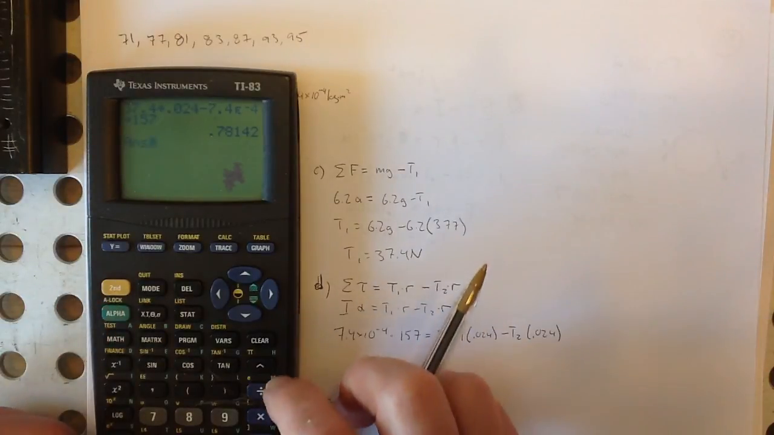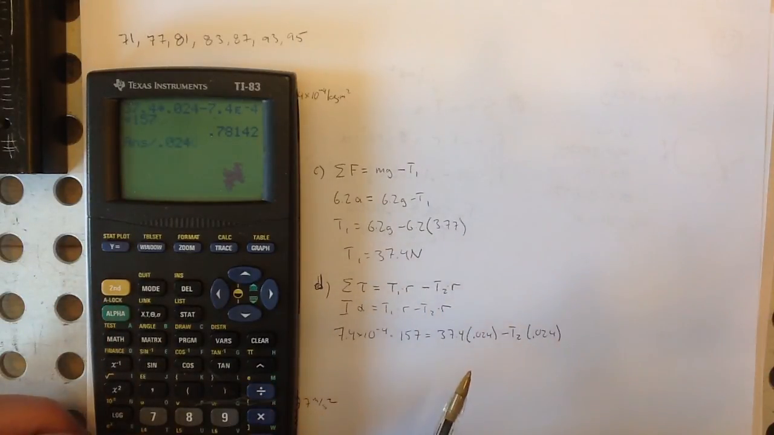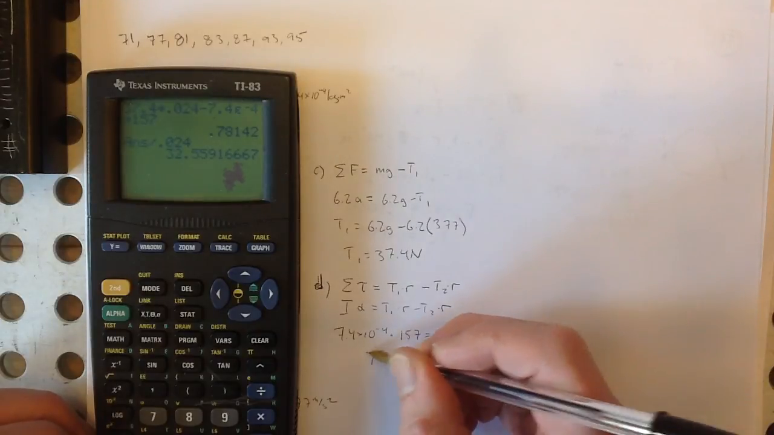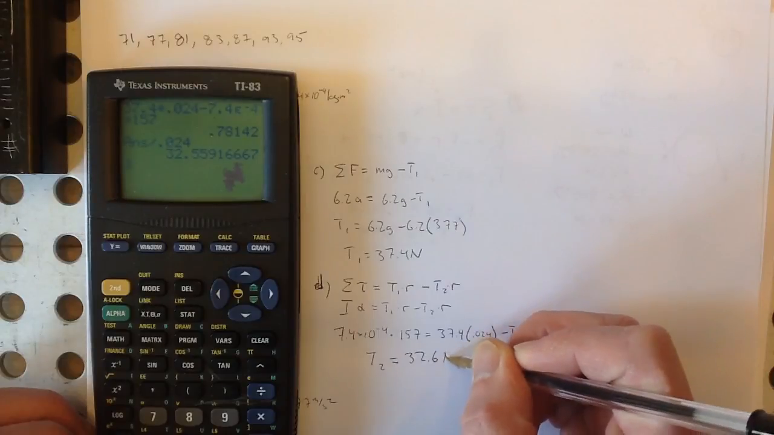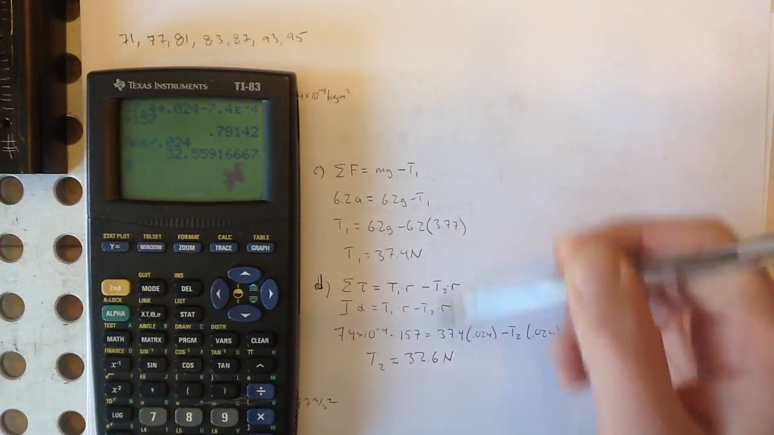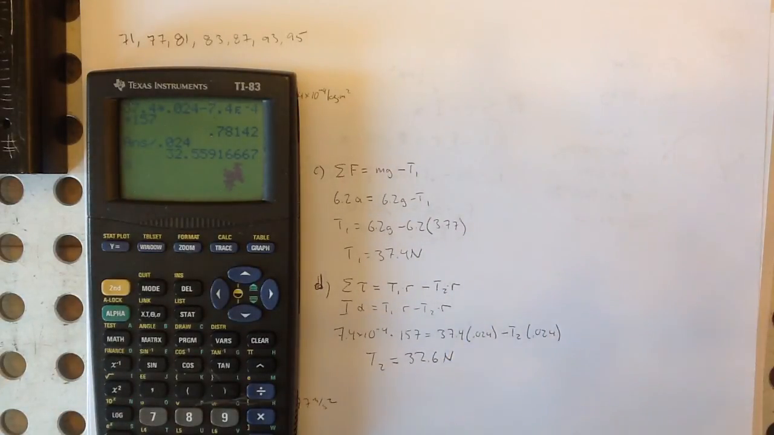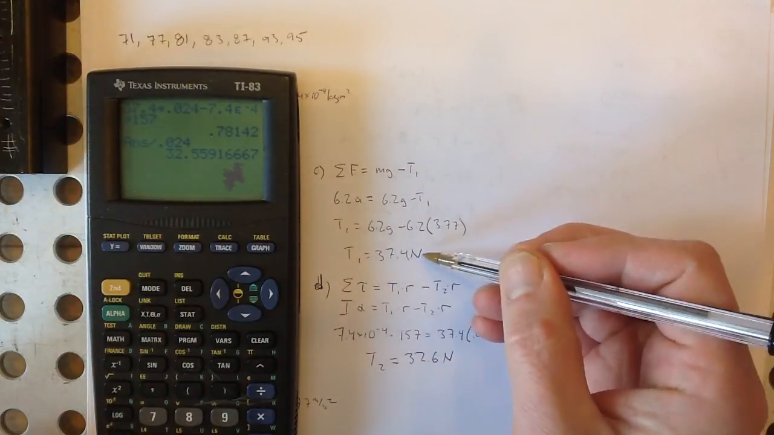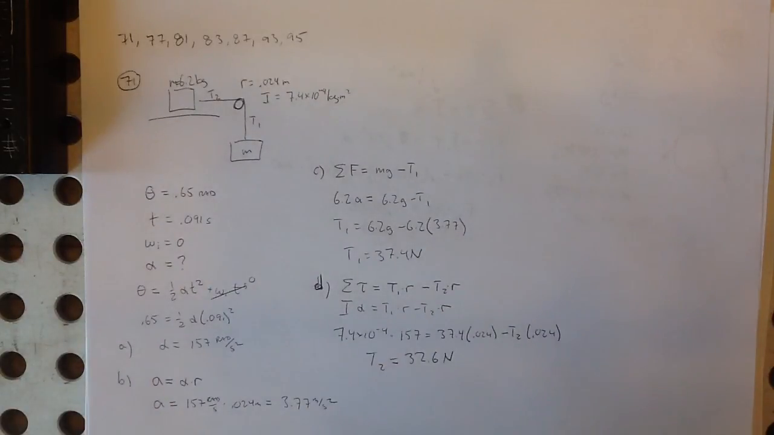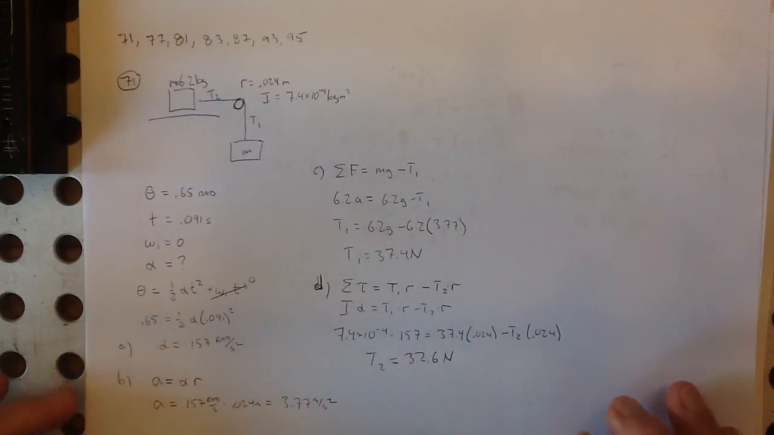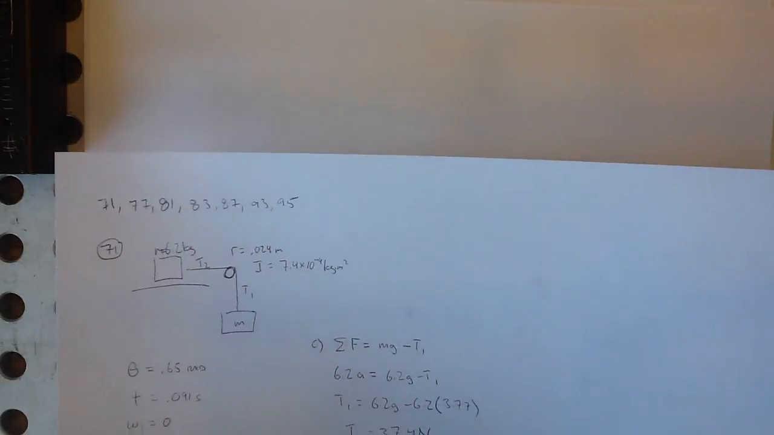My answer divided by 0.024, and that gives me tension 2 is 32.6 newtons. We would expect those to be fairly close, right? That's how you do that. So that's kind of familiar. It's a lot like problems that we did with forces back in chapters 5 and 6. All right, that's number 71.